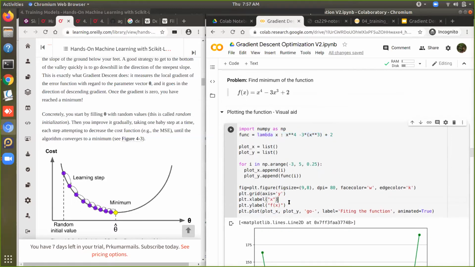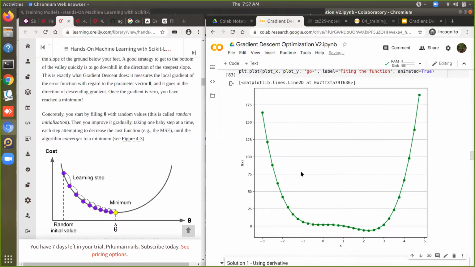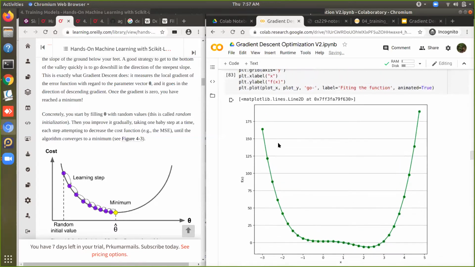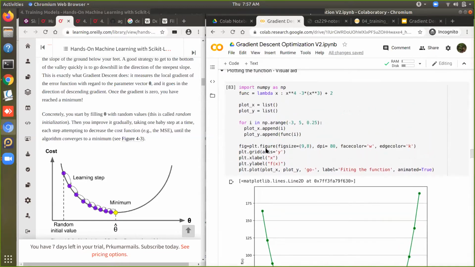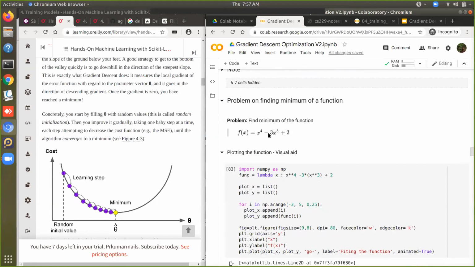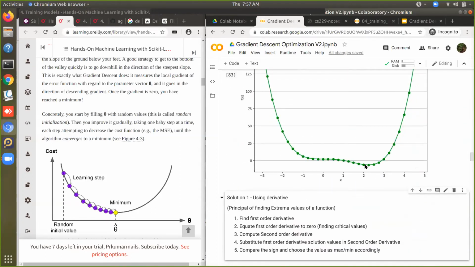When we plot in this range, this is the exact plot of the numbers that we are seeing here. The diagram corresponds to the function x power 4 minus 3x cube plus 2. And here we can find that at 2.5 the value is minimum.